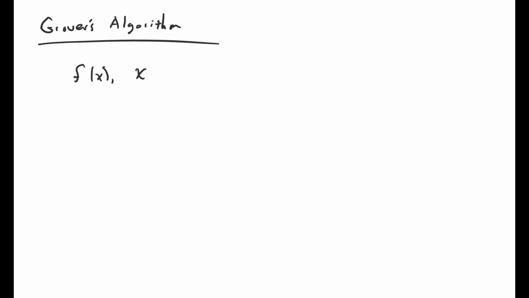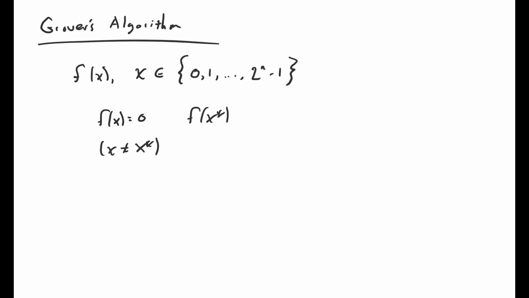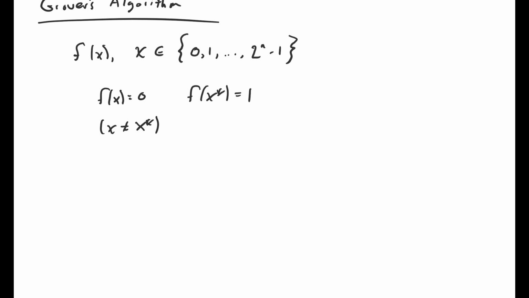The next several videos are going to be about Grover's algorithm, which is one of the most famous algorithms in quantum computing. So let's look at the problem that it solves. Suppose we have some function f whose domain is the integers between 0 and 2^n minus 1, and f(x) is equal to 0 for all of these values of x except for some special value x star, and f(x star) is equal to 1.